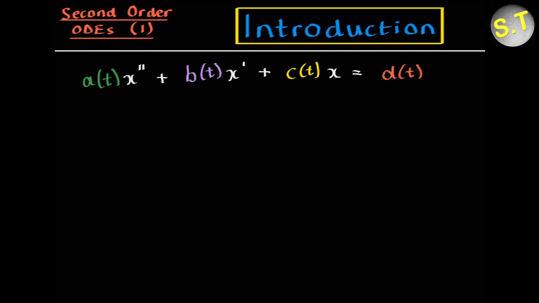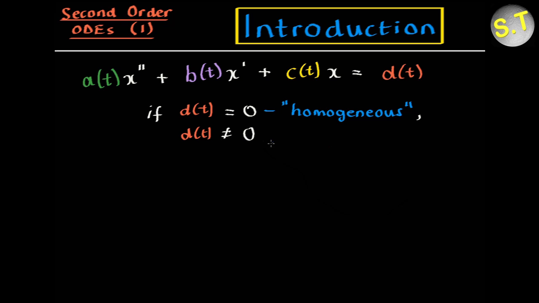But first, let's take a look at another important definition that we're going to be using throughout these videos, and that's the definition of a homogeneous second order ODE. So if our d of t in this example is equal to 0, we call this a homogeneous second order ordinary differential equation. However, if it is not equal to 0, then we refer to these as a non-homogeneous ordinary differential equation.